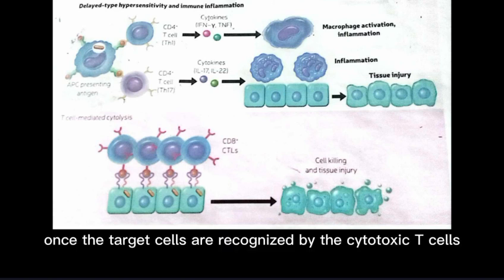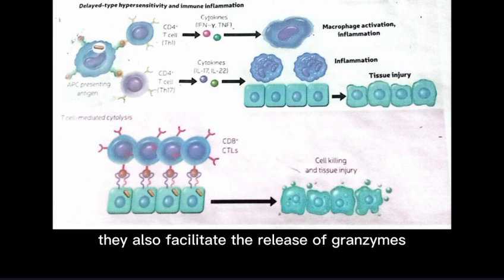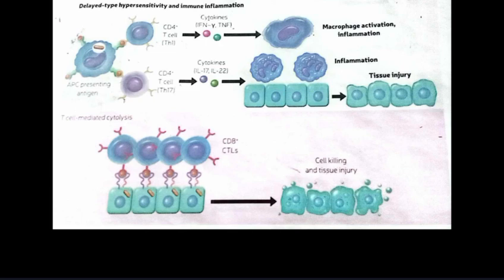Once the target cells are recognized by the cytotoxic T cells, they release perforin, which perforates the wall of the target cell. They also facilitate the release of granzymes, which in turn causes activation of caspases, thereby leading to apoptosis of the target cell.